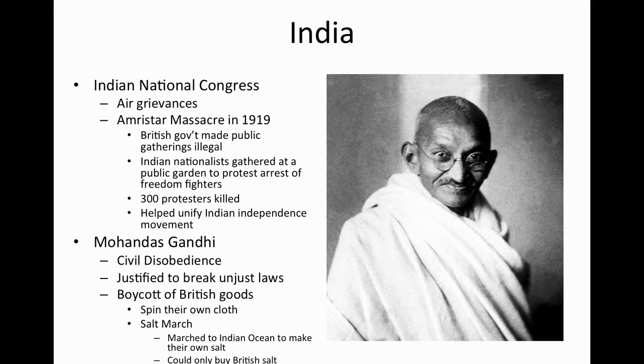Really tragic event. The British had made it illegal to have public gatherings. The British really limited travel of Indians in India. You had to have special passports. There was a lack of rights for the Indian people. So, they do end up gathering at a public garden to protest the arrest of some of their freedom fighters. And it's at that massacre where 300 protesters are killed by the English military. I mean, really a horrific event. And what that did is it helped unify the people of India for this independence movement.